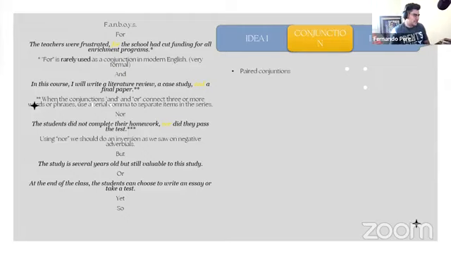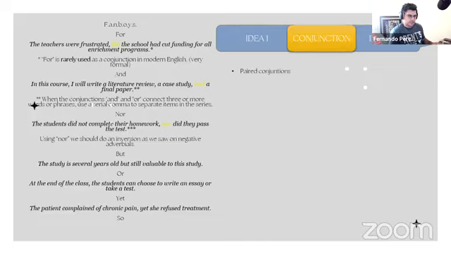Yet, this is one of the most strange ones if you are thinking in Spanish, because to be honest, it's very common in English. The patient complained of chronic pain, yet she refused treatment. Very similar to but, you are describing something that is surprising. The difference between but and yet is that yet is surprising. Okay, do you understand this? Yes.